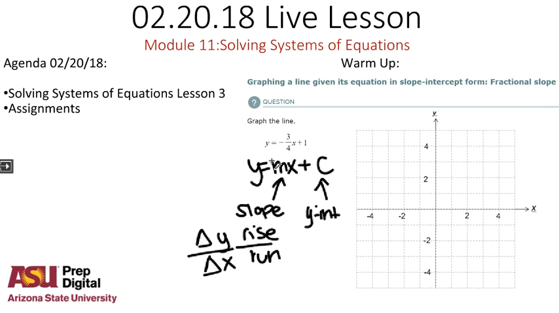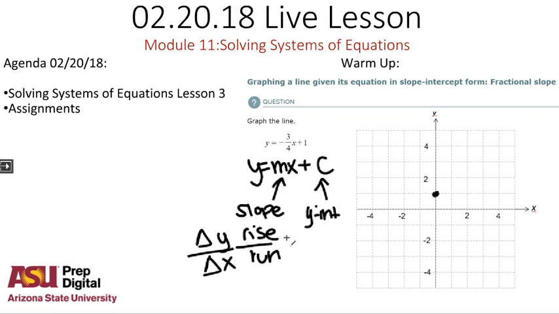And so if I look at the equation, starting with the c value, it says plus 1. That means I have a point on the y-axis at that value, plus 1. And so at positive 1, my line crosses the y-axis. Now I need another point to draw my line. So I'm going to use this slope.